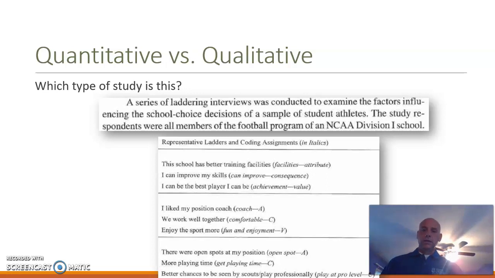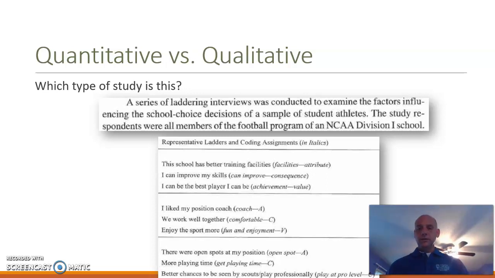Well, a couple clues to look at. First off is the idea of interviews. So a series of laddering interviews. As soon as you hear interviews, think qualitative research. And then you can see that it's in the second box. It says represented ladders and coding. When you see coding assignments and you see that the codings are coded in two words, again, you're seeing this is qualitative. They're looking for trends. The school has better training facilities, so it's a facilities attribute according to how this one was coded. And then C is consequence and V is value.